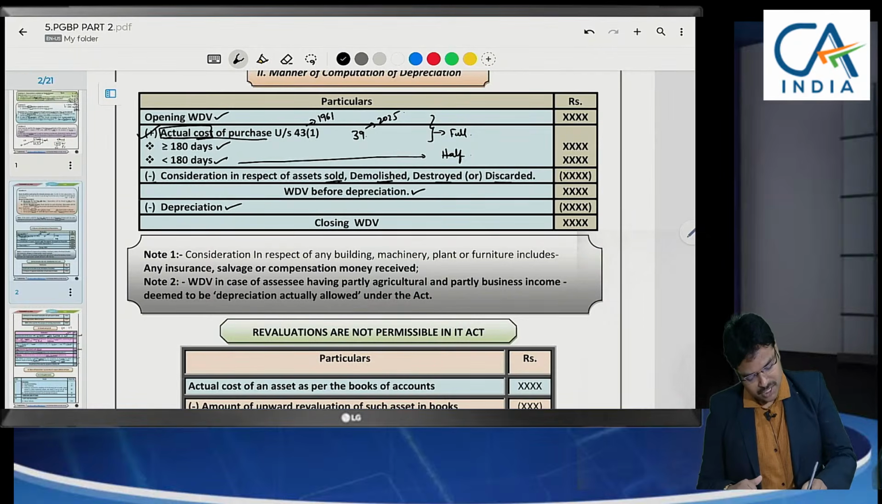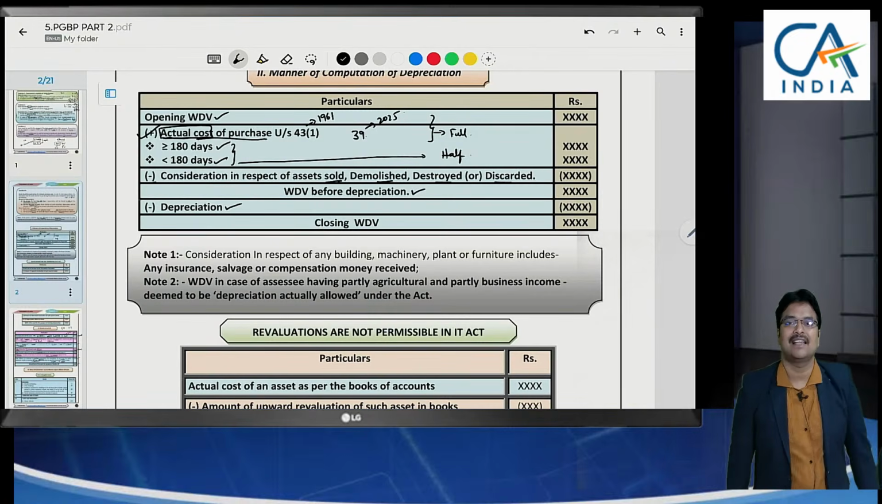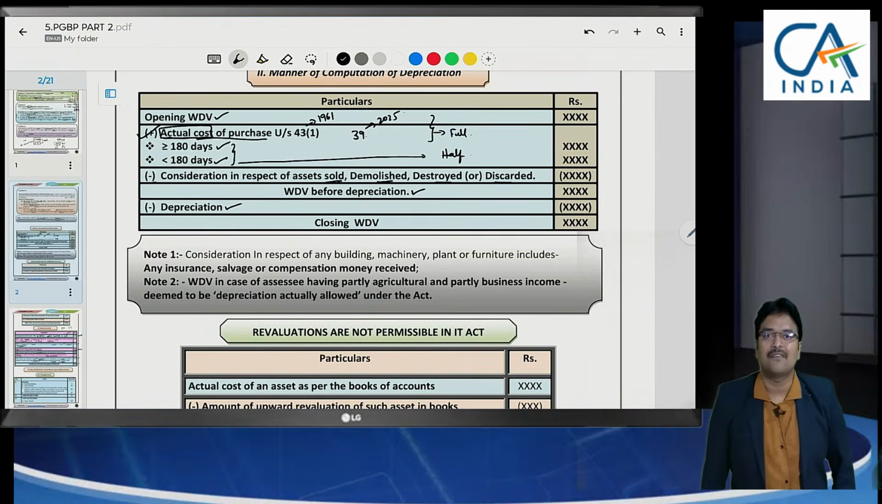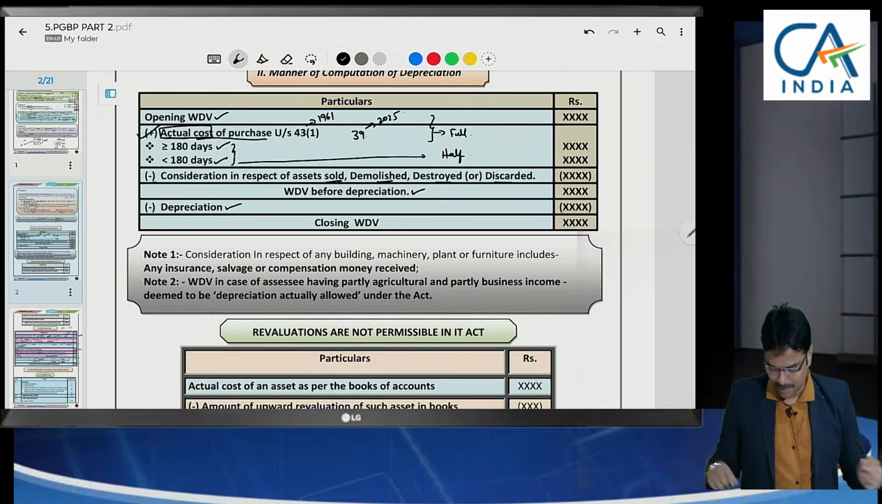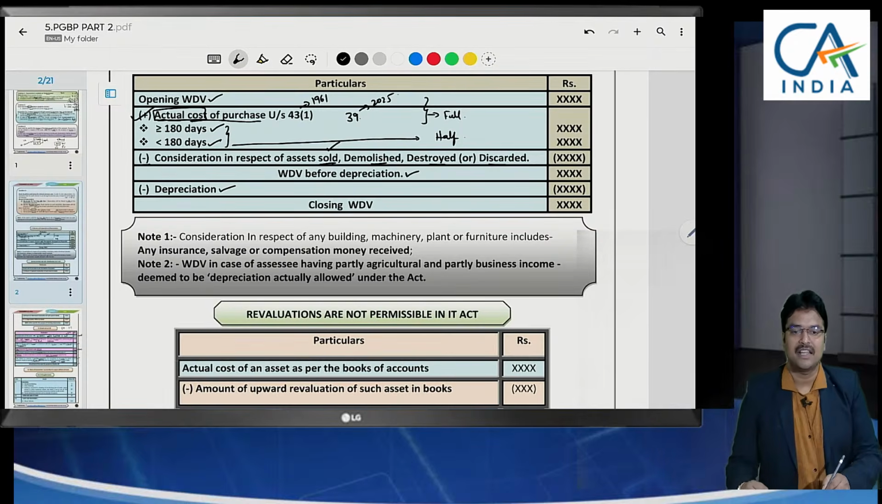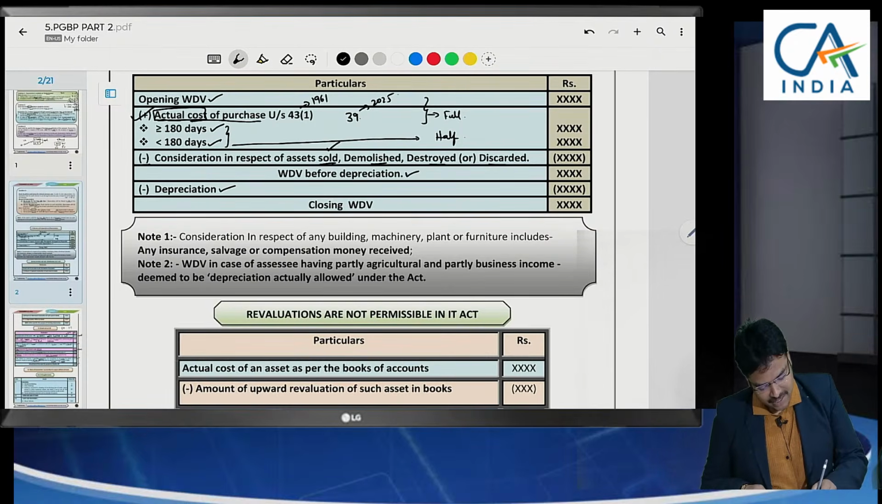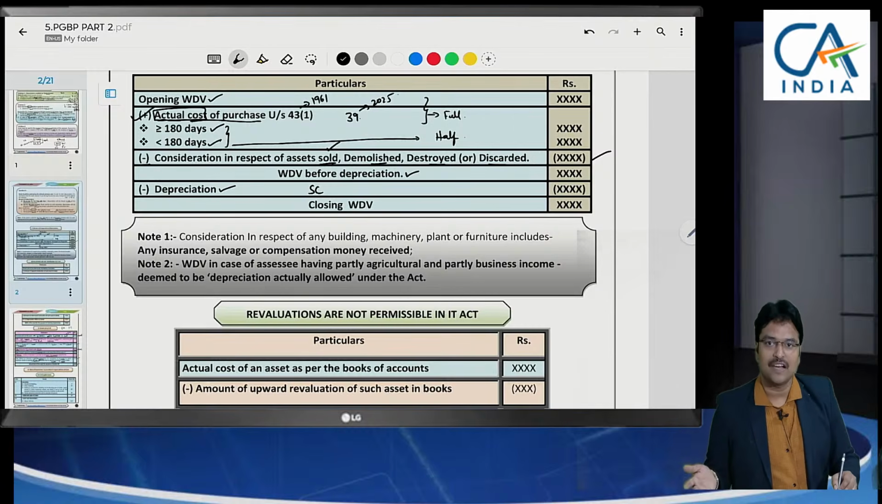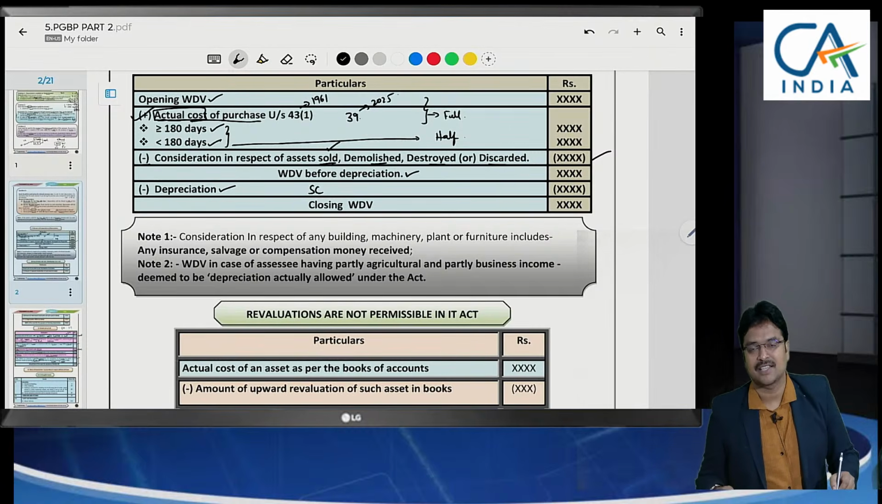That actual cost is separated into greater than or equal to 180 days and less than 180 days, so that full or half depreciation can be determined there. And consideration in respect of assets sold, let us discuss one by one. When we sell, we get sale consideration. That amount will be reduced from the block. Sir, if it was more than the block value, that's what we will discuss in the special cases: whether capital gain has to be recognized, or business income comes, let us discuss.